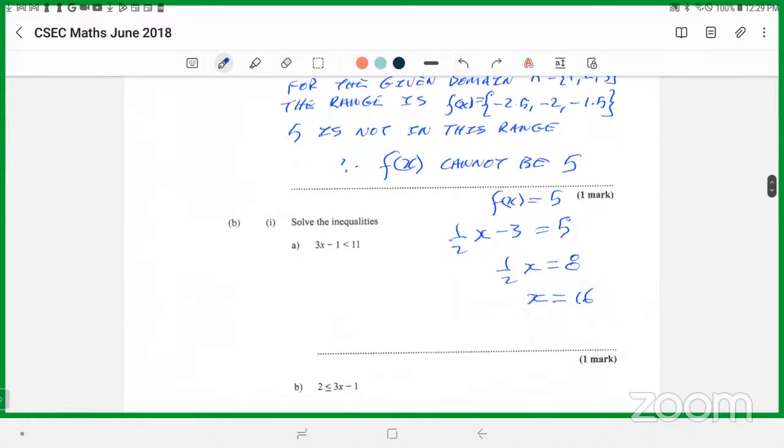16 is not in your domain. So look how you write it. 16 is not a member of A, where A was the set 1, 2, 3. 16 maps onto 5, you know, but 16 is not a part of your domain. So you can't accept 5, because 16 is not a member of your domain. In order for 5 to be in your range, 16 would have to be one of the values in A. 16 is not in there, because 16 is what maps onto 5.